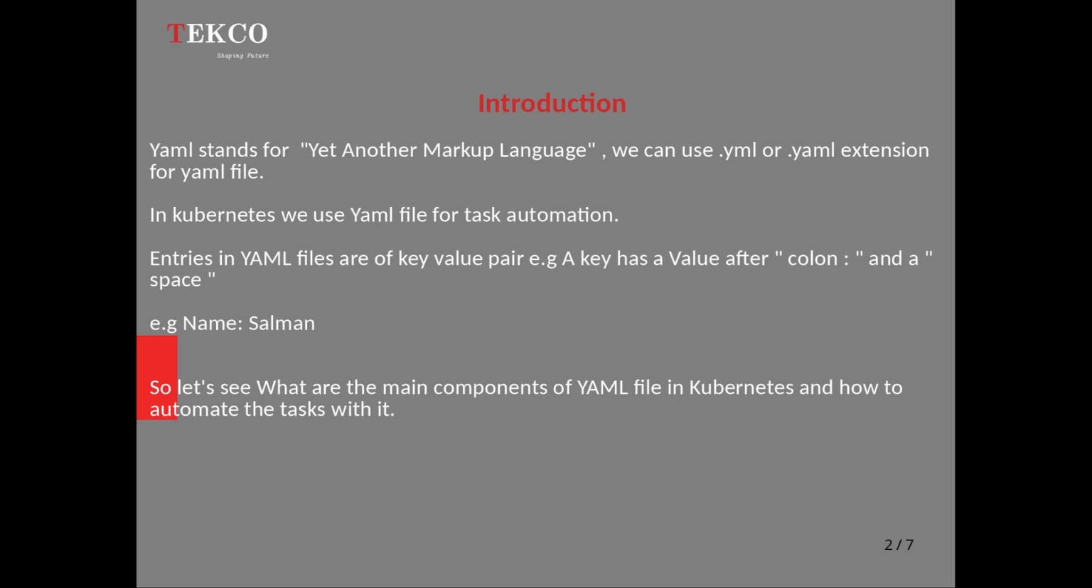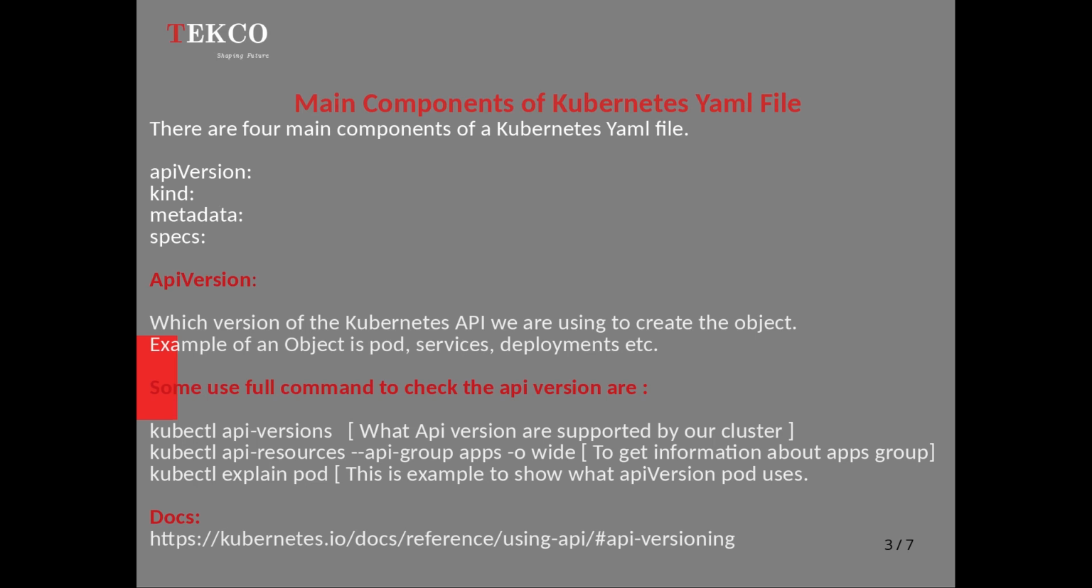So let's see what the main components of a YAML file in Kubernetes are and how to automate tasks with them. There are four main components of a Kubernetes YAML file: API version, kind, metadata, and specs. So what is an API version? API version defines the API of the object. This means which version of the Kubernetes API we are using to create the object. For example, examples of objects are pods, services, deployments, etc.